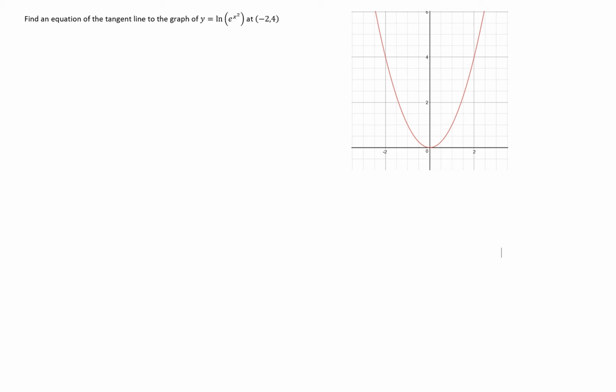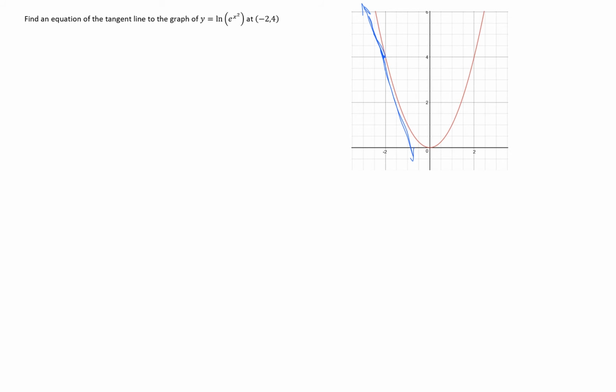Here we are asked to find the equation of the tangent line to the graph of y equals natural log of e to the x squared at the point -2, 4. So over here I have my graph. They're saying at -2, 4 right here, I want to find the tangent line, the line that touches the curve in only one spot. I want to find the equation of this line right here.